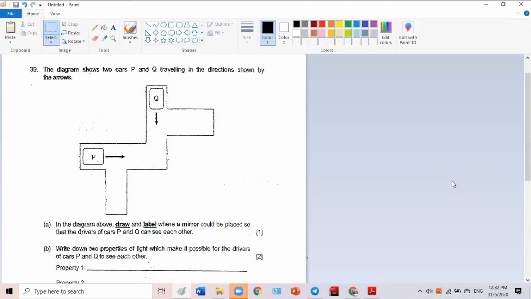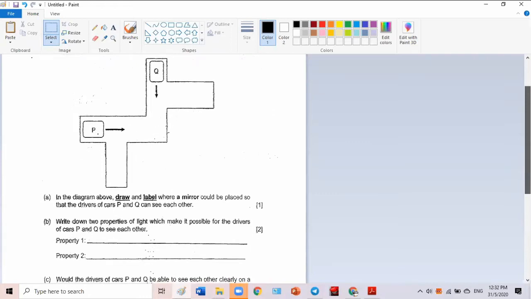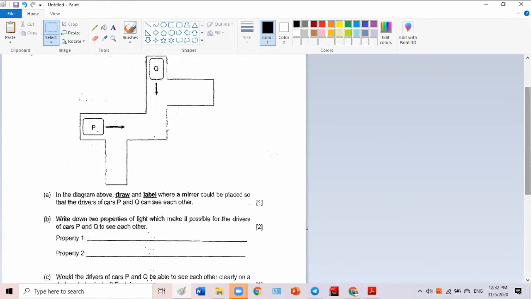The diagram shows P and Q traveling in the directions as shown, right? I'm sure you all have been to car parks or something like that. They put some mirrors, okay? In the diagram below, draw and label where a mirror could be placed so that the drivers can see each other. Where do you think it is? Normally the car park mirror is a curve, but in this case, you are not into secondary. I just draw like a straight line, okay? You know what I'm saying?